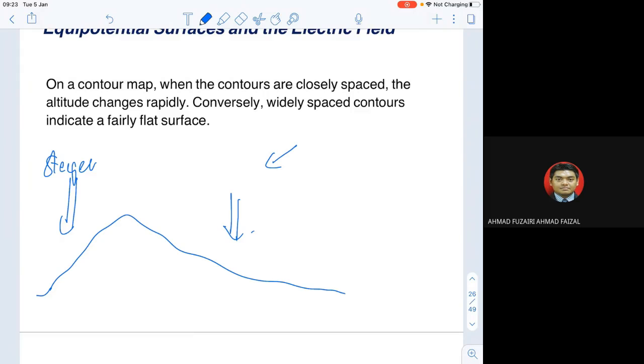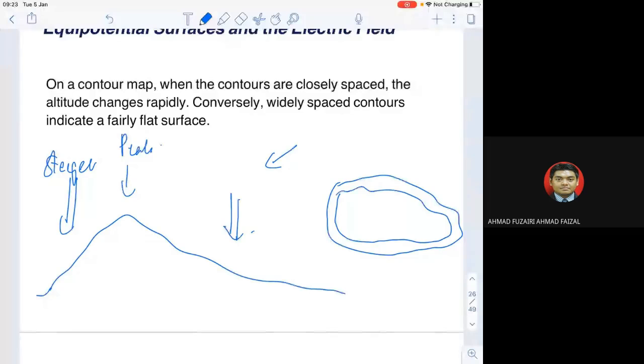The side over here is a bit gentler. Okay, this is the peak. So you can see in the contour a simple example like this. So this is the peak.